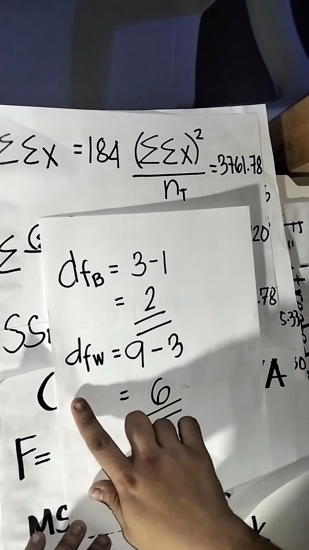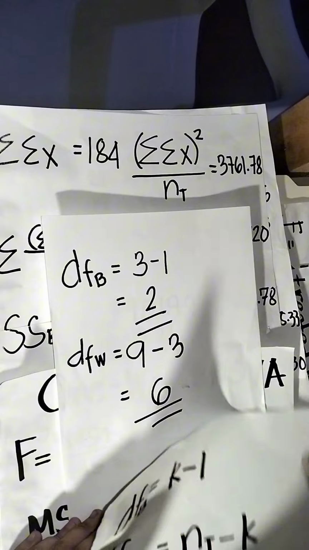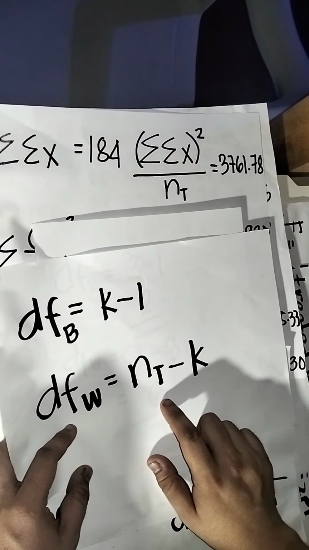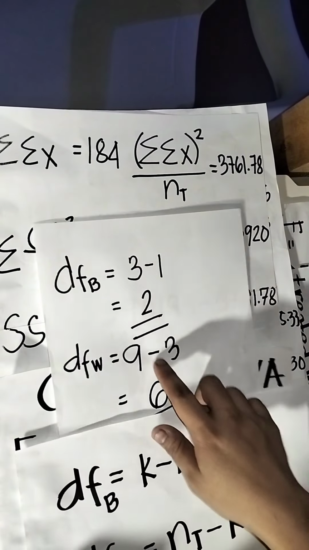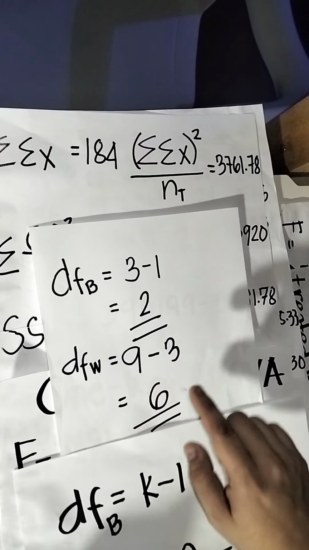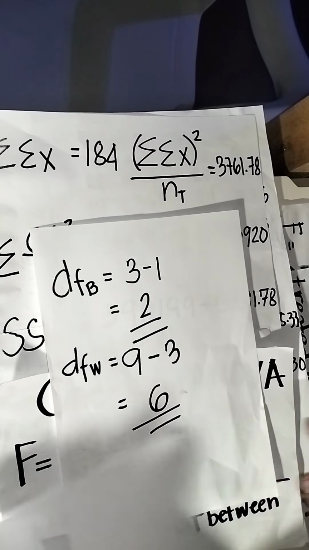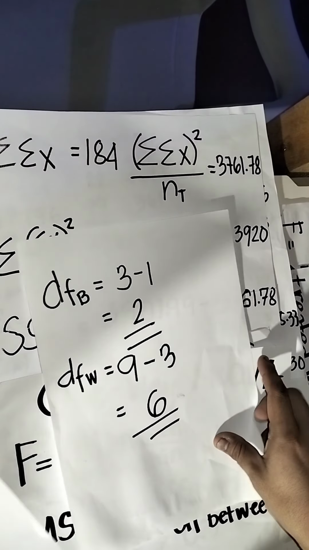So, what is our degree of freedom within? We have, how many is our N total? We have 9. 3, 6, 9. Minus how many did we compare? Three. So what is the degree of freedom within? Six. So we have 6.